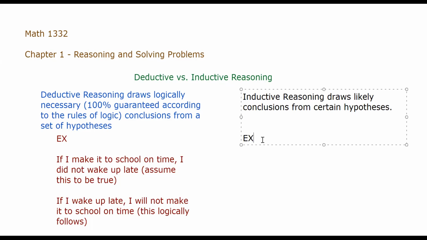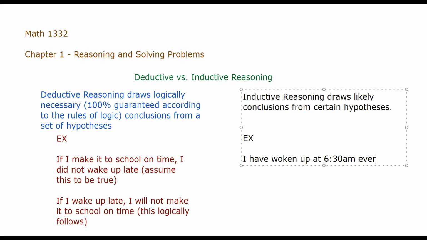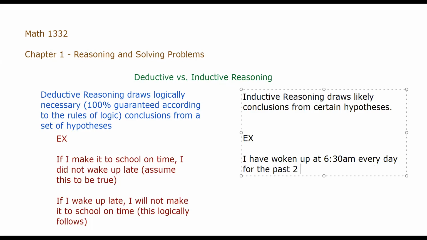An example of this, a very simple example, is I have woken up at 6:30 a.m. every day for the past 2 weeks. Maybe you got to wake up for work, school. Maybe you only have to wake up during Monday through Friday at that time, but your body just naturally wakes you up at that time on the weekend, even though you stayed up till 3 o'clock the night before.